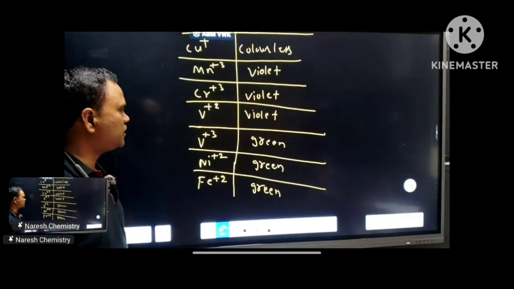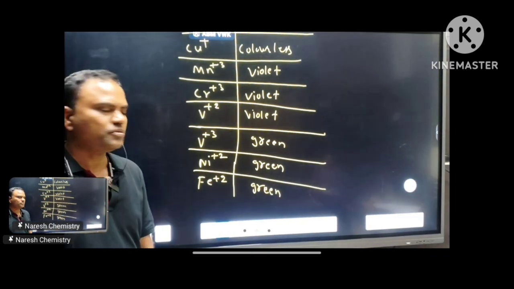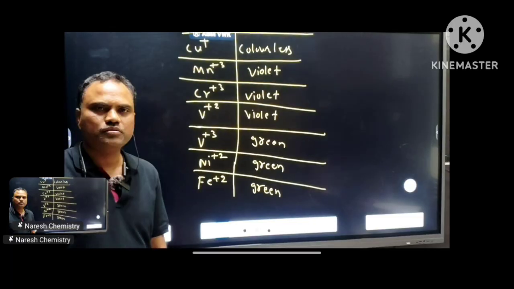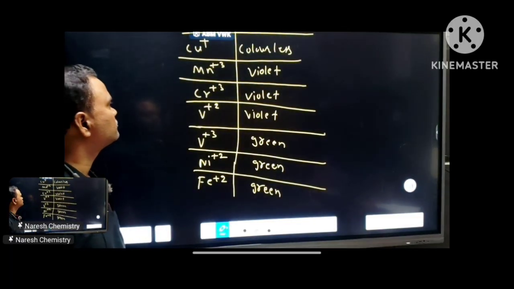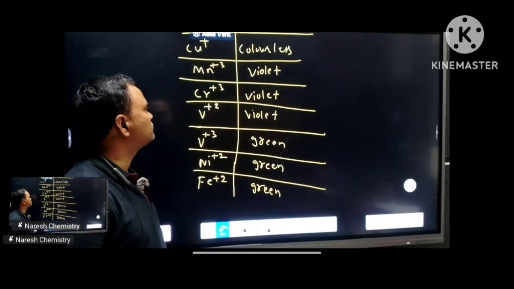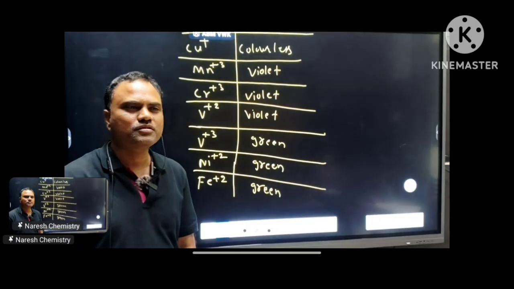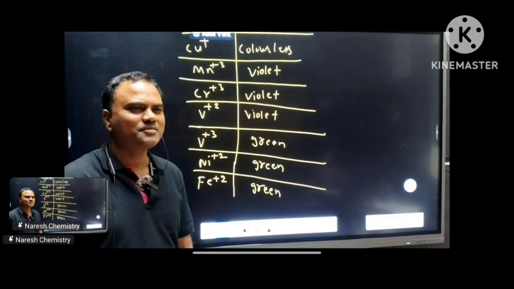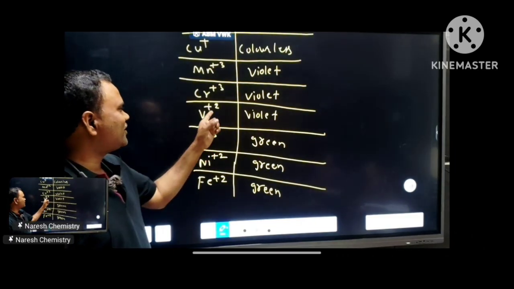Green color. Vanadium plus 3. Nickel plus 2. Green color. How to remember this color? Vanadium plus 3, vanadium plus 2.